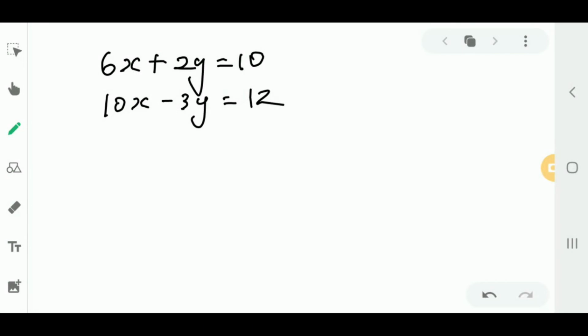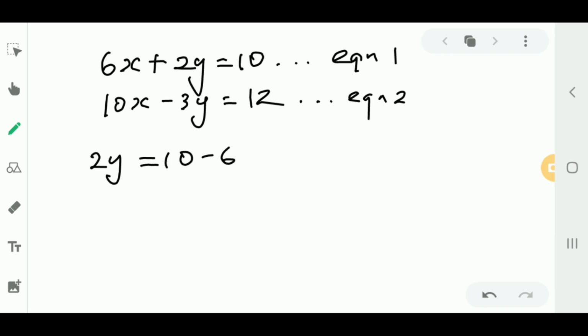Alright, so let's try another example without writing the steps but just breezing through. So we're going to label the equations. So that's equation 1 and that's equation 2. Now let's say we want to use equation 1, and because y to me has the smaller coefficient, I'm going to make y the subject. So we have 2y is equal to 10 minus 6x.